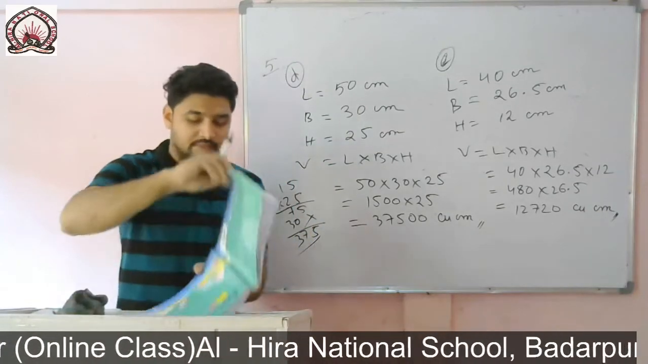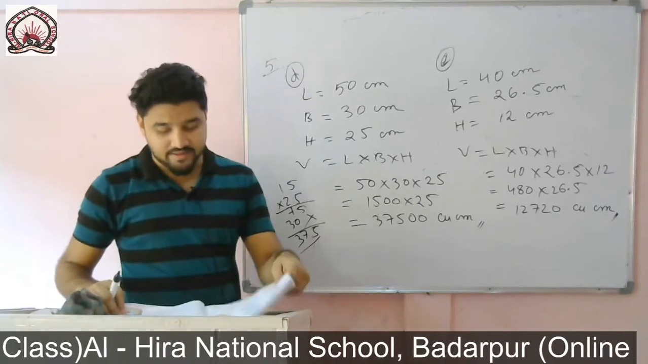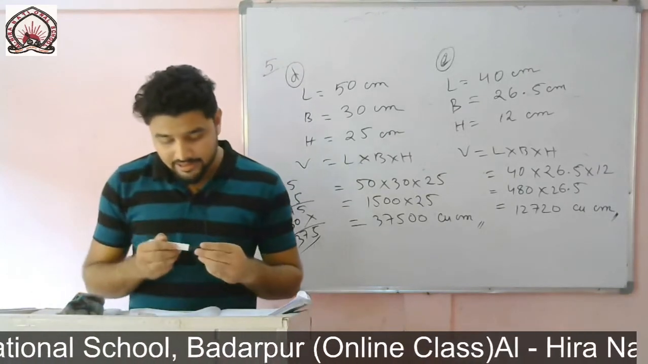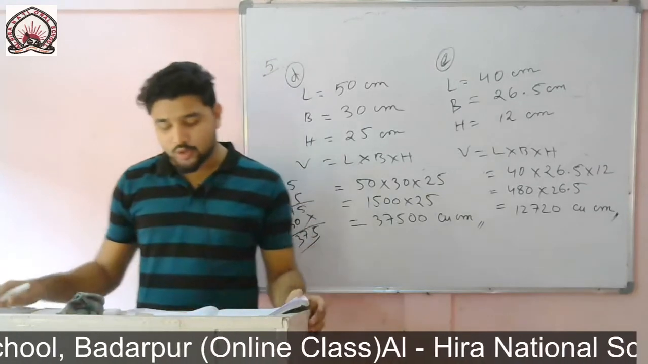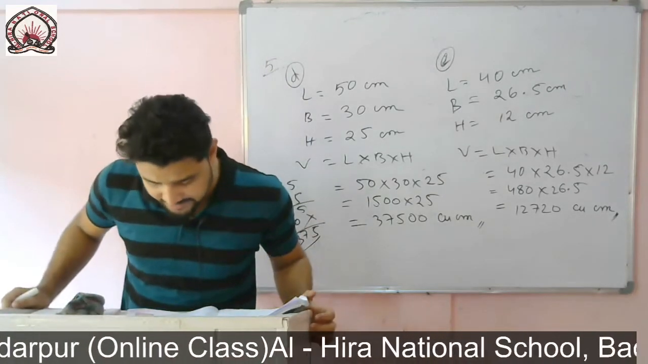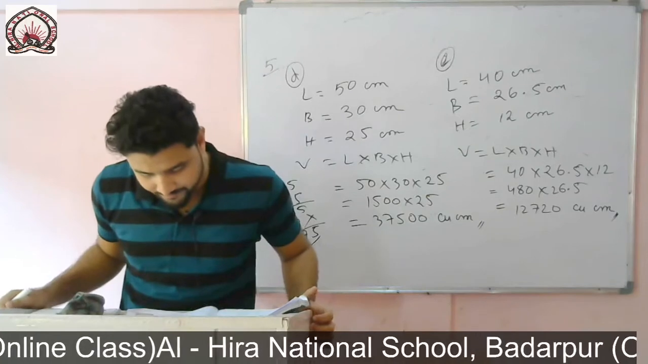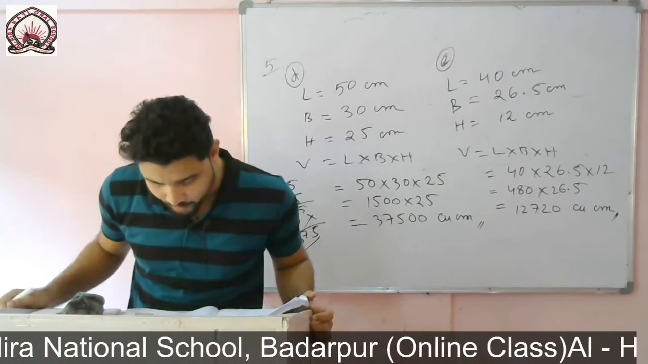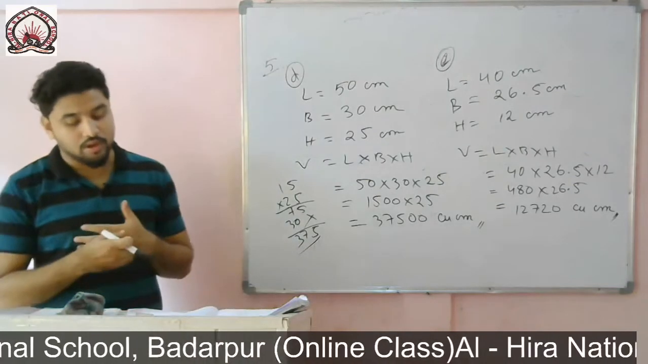Now come to question number 6. A swimming pool of length 25 meter, breadth 15 meter and height 2 meter is 3/4 full of water. Find the volume of the water in the pool.